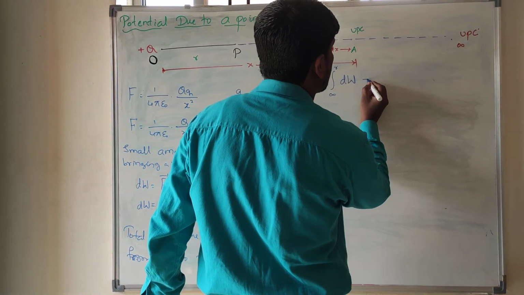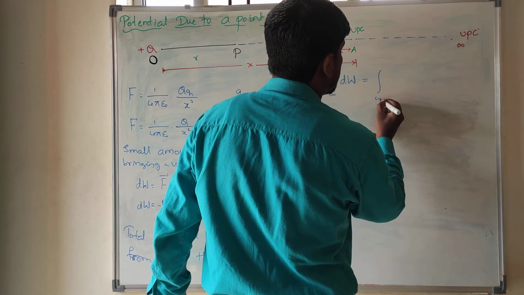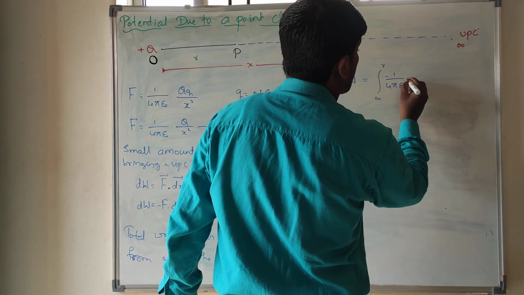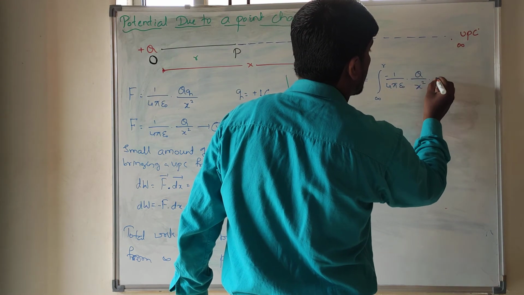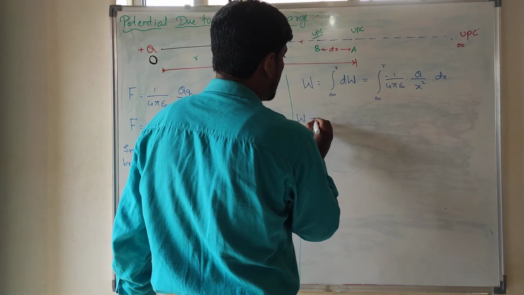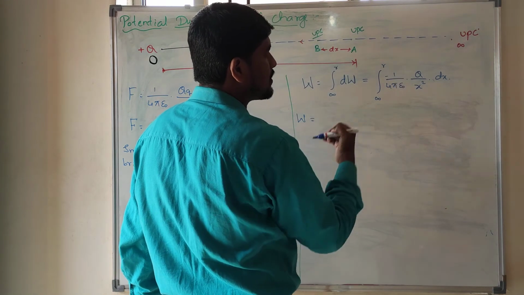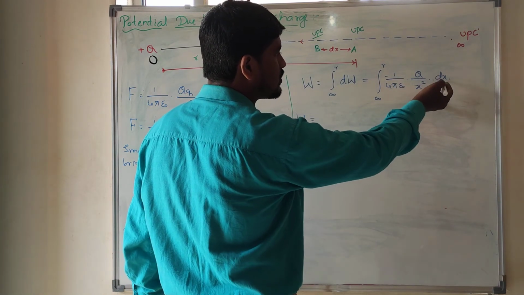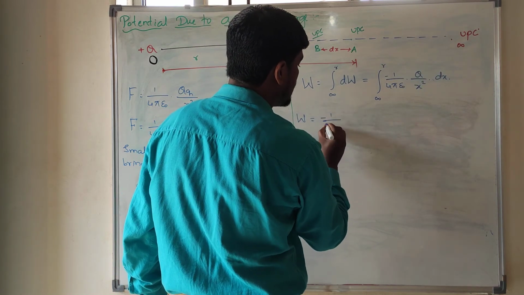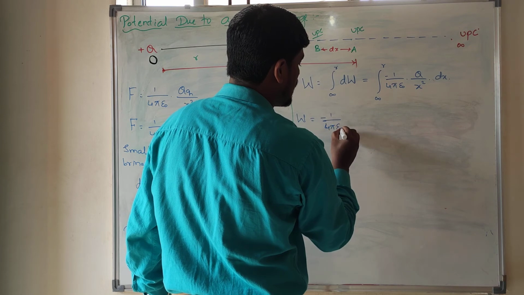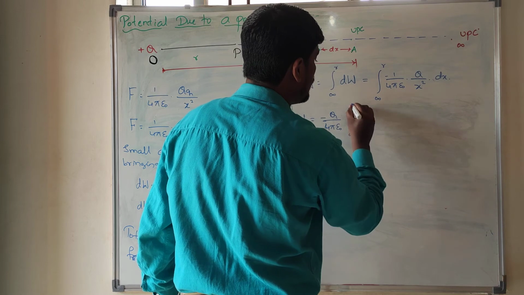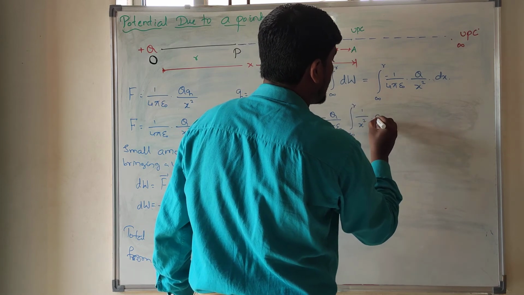Then if I substitute here, I will get the integration between the limits infinity to R of minus 1 by 4 pi epsilon naught into q by x square into dx. Now the common terms I will take outside. Minus 1 by 4 pi epsilon naught is constant, q is also constant, while 1 by x square and dx are variable, so I will keep them inside. So inside the bracket we are left with the integral from infinity to R of 1 by x square into dx.